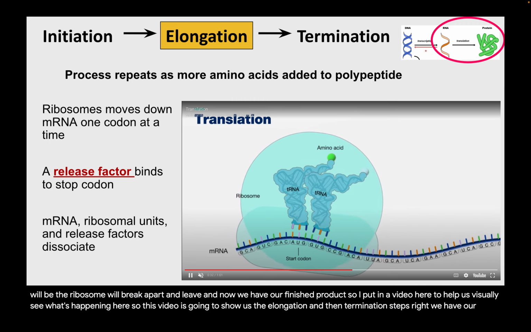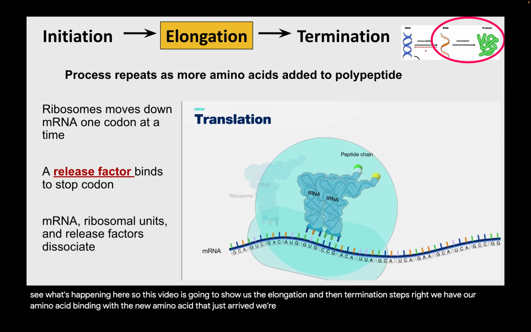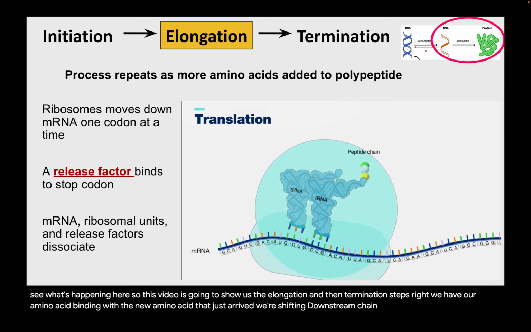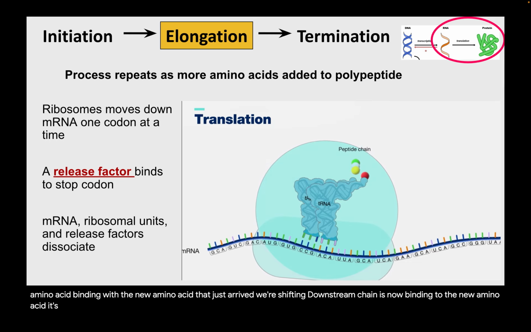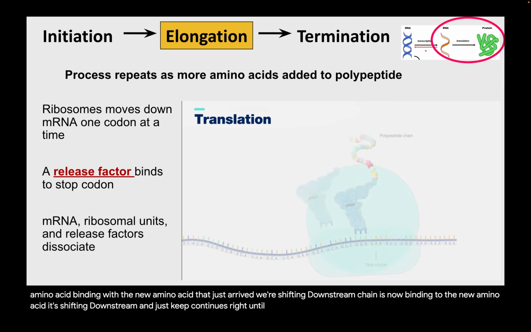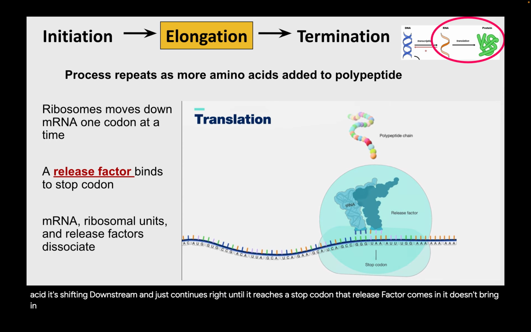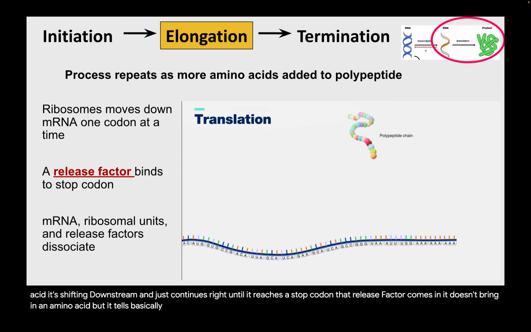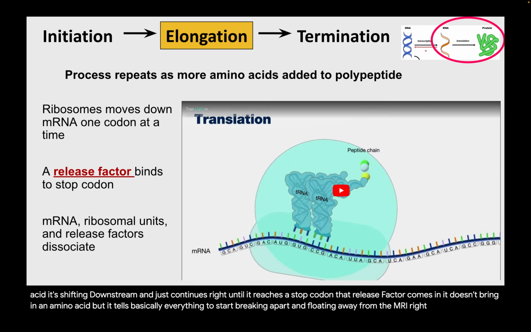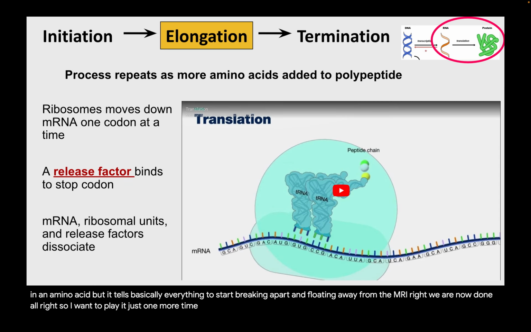We have our amino acid binding with the new amino acid that just arrived. We're shifting downstream, and the chain is now binding to the new amino acid. It shifts downstream again, and this just continues until it reaches a stop codon. That release factor comes in. It doesn't bring in an amino acid, but it tells everything to start breaking apart and floating away from the mRNA. We are now done. I wanted to play it one more time so you can see it over.